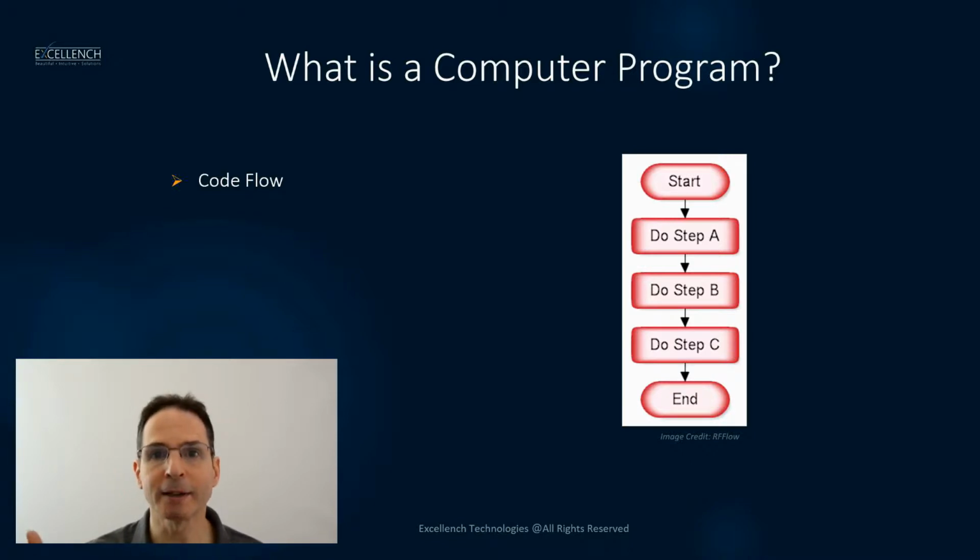So the code flow is the order and the routing of the order in which the statements are being carried out and performed when our code is actually executed. Here you can see a typical computer program flowchart. It always has a starting point, an ending point, and in between it follows a sequence of tasks constructed one way or the other.